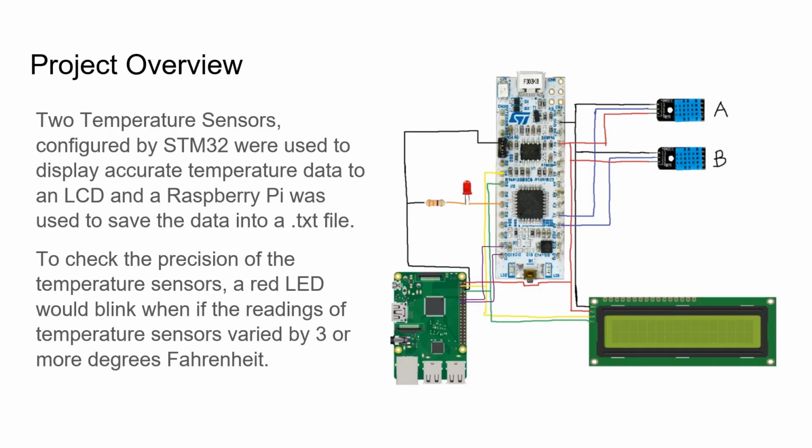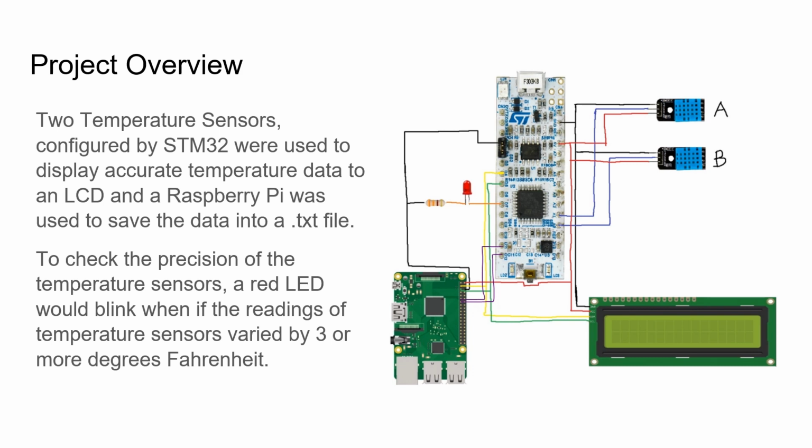So for a project overview, we used an STM32 board and connected it to two temperature sensors, temp sensor A and temp sensor B. We also connected an LCD to our STM32 board, as well as a resistor and red LED that would blink if the temperature values from A or B varied by more than 3 degrees Fahrenheit from the other temperature sensor value. And then finally, we did have a Raspberry Pi connected as well, and that would save the data of both sensors onto a TXT file.